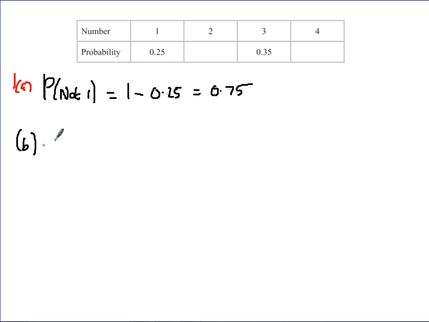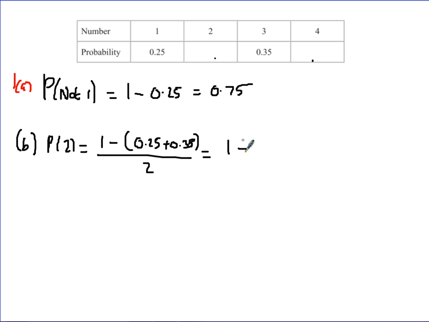B. Work out the probability that the spin will land on a 2. So we know that 4 and 2 have got an equal chance of happening. So first of all, the probability of a 2 will be 1 minus these two added together, and then halved. So it's 1 minus 0.6 and halved. So half of 0.4, which is 0.2. So they're the two answers for question 1.